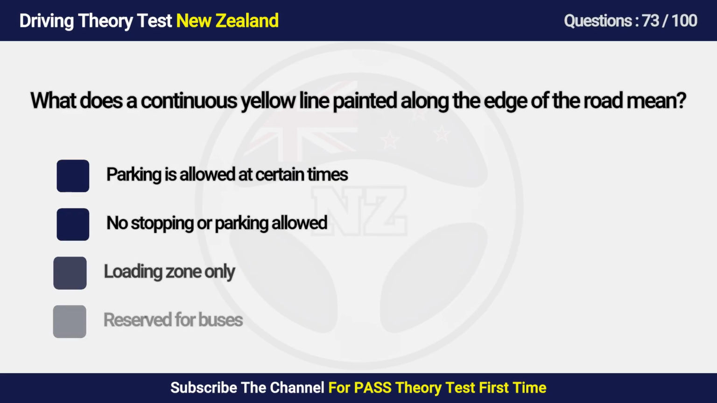Question 73. What does a continuous yellow line painted along the edge of the road mean? A. Parking is allowed at certain times. B. No stopping or parking allowed. C. Loading zone only. D. Reserved for buses.